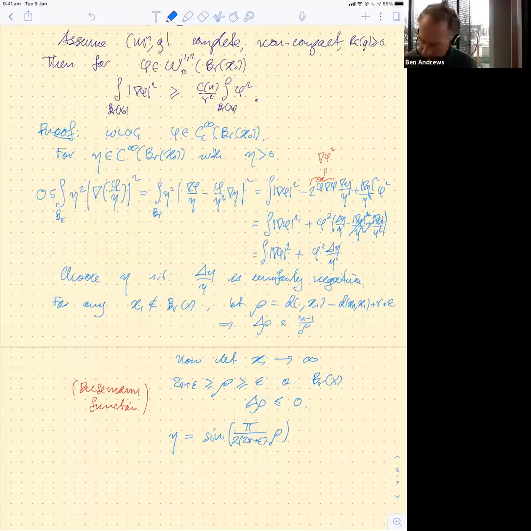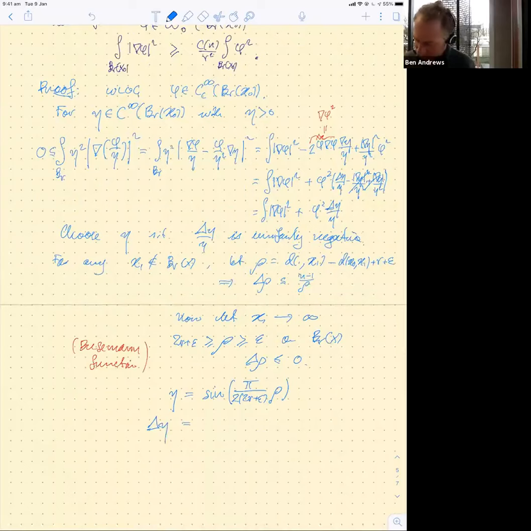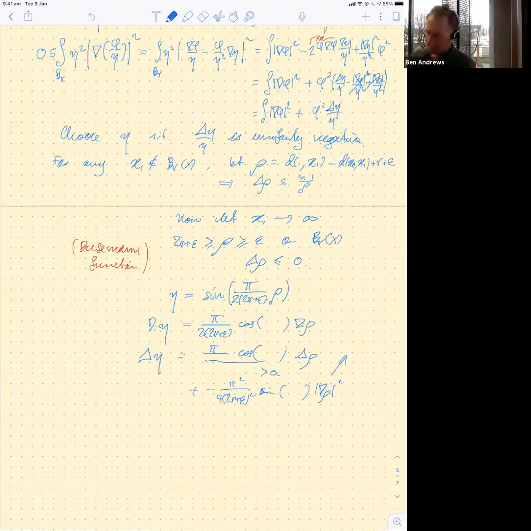Okay, so now if I compute Laplace eta, what do I get? So I get one term which is pi over 2r plus epsilon cosine, the same stuff, times gradient, sorry, this is the first derivative. Gradient of rho. When I differentiate again to get the Laplacian, I'll get one term which is the same stuff times Laplace rho, and remember that's the cosine, which is positive. And then I get the other term where I differentiate the cosine, that'll be minus pi squared on 4 2r plus epsilon squared sine times gradient rho squared. Okay, and remember, gradient rho is the gradient of a distance function. That's just equal to 1.